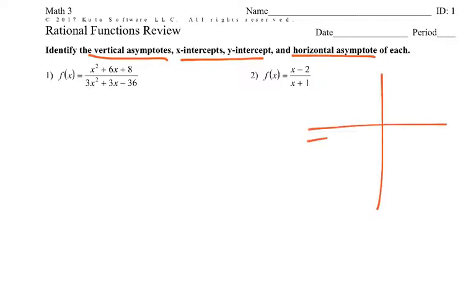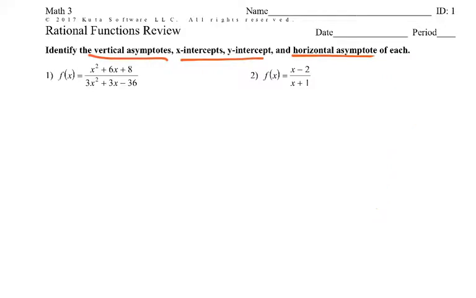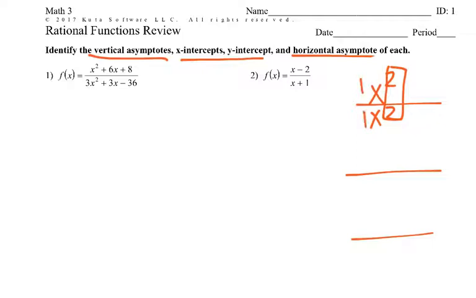Now remember, rationals look something like this. We've got horizontal asymptotes, they never cross, and vertical ones as well. Now the way we find the vertical ones is based off the fraction and the leading coefficient. So, if we have the same degree, that means we have a horizontal asymptote, actually horizontal, not vertical. Vertical, we have to do something else. Horizontal asymptote at y equals 0.